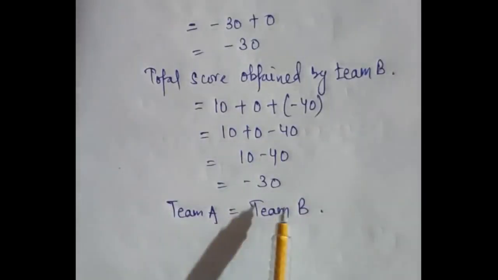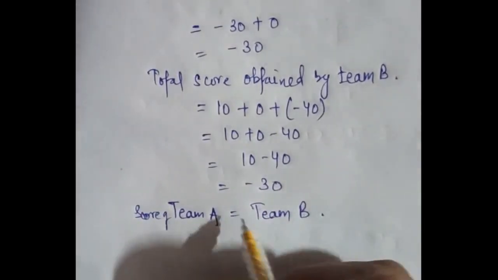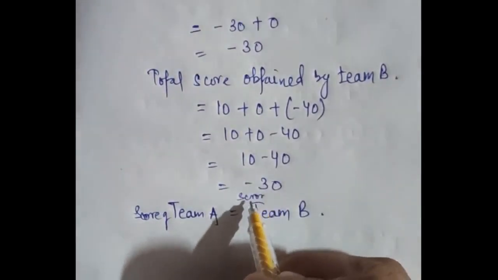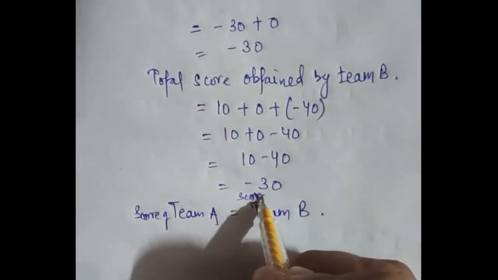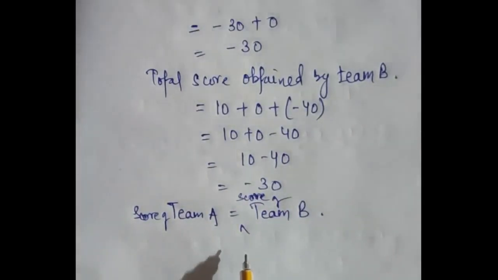What is this, team A equals team B? That is their score. Okay, do not get confused. The score of team A and the score of team B, both are equal. So we can write that the score of both team A and B is the same.